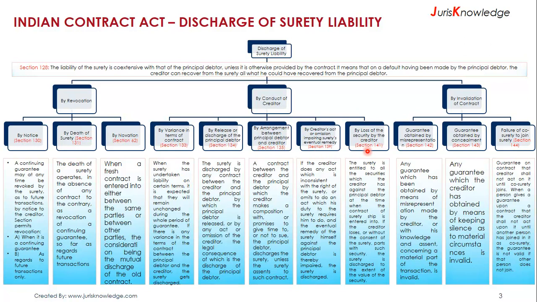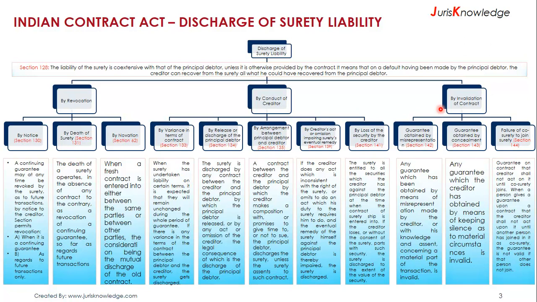By loss of the security by the creditor under Section 141, the surety is entitled to all the securities which the creditor has against the principal debtor at the time when the contract of suretyship is entered into. If the creditor loses, or without the consent of the surety parts with such security, the surety is discharged to the extent of the value of the security.